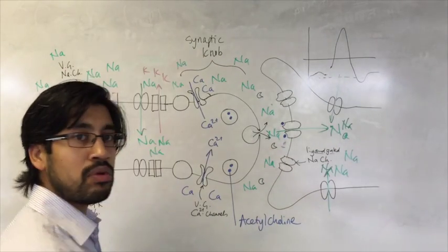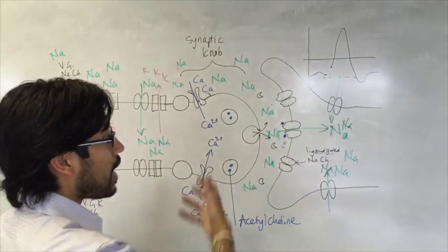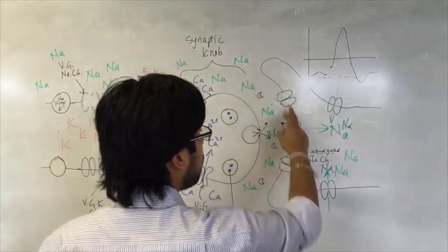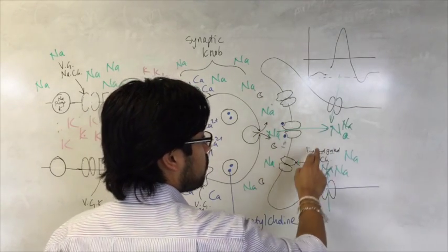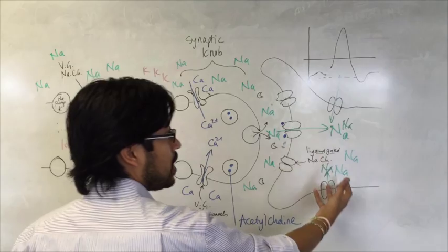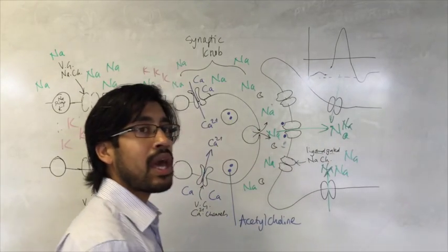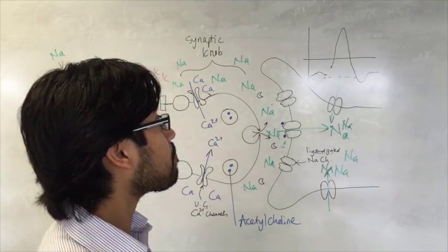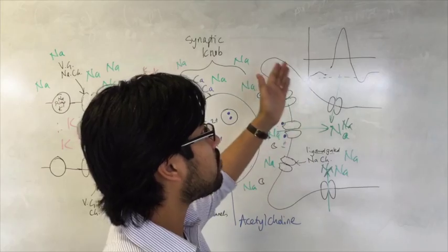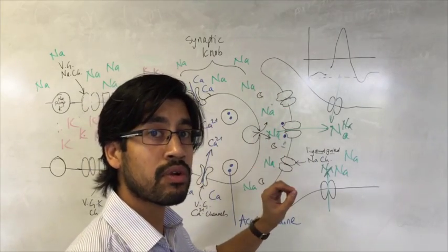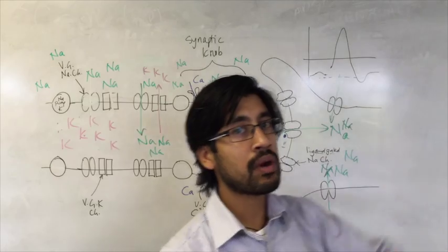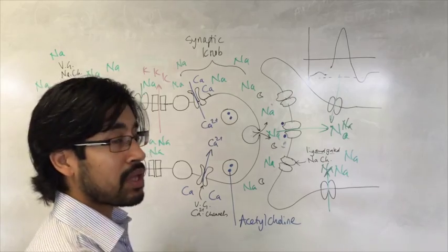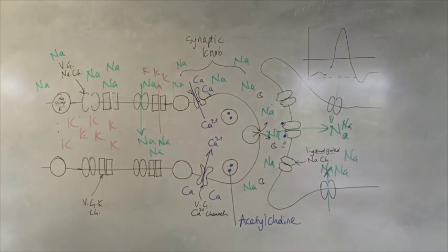come in, diffuse along its concentration gradient, and if enough sodium comes in and causes enough depolarization in the postsynaptic neuron, voltage-gated sodium channels will open here, cause more sodium to come in, and if the depolarization reaches the threshold potential, we will get the initiation of an action potential in the postsynaptic neuron, which will then move all the way down once it's been started. Okay? And that's all I have to say about that.